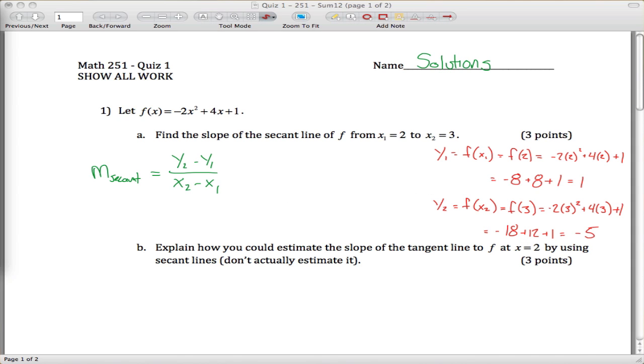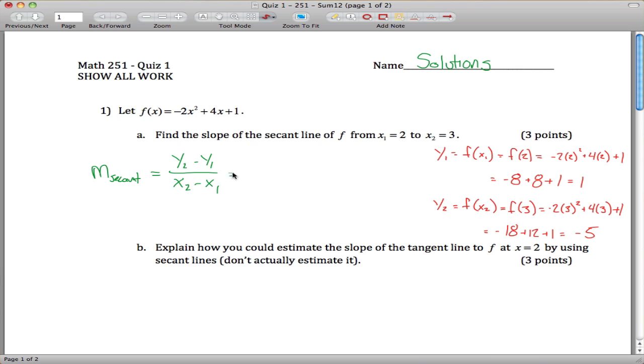So if you figure out all that work off to the side, we have everything we need over here. y2 we said was negative 5. y1 was 1. x2 we got up here is 3. And x1 we got up here is 2. So negative 5 minus 1, negative 6, over 3 minus 2, which is 1. So the slope of the secant line between those 2 points is negative 6.